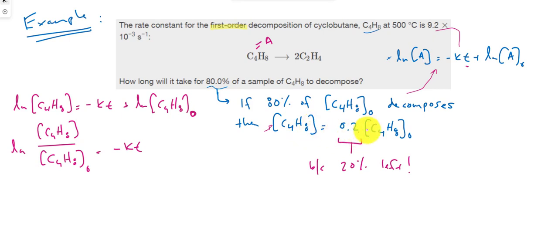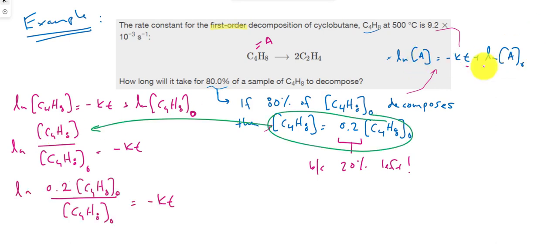Now let's substitute this 0.2 C4H8 naught into C4H8 and see what we get. So that looks like this. Now we have 0.2 C4H8 naught, which came from this section, this green line coming over here, divided by C4H8 naught equals minus kt. That's convenient because now we have two like terms. Those go away. This simplifies to natural log of 0.2 is equal to minus kt.